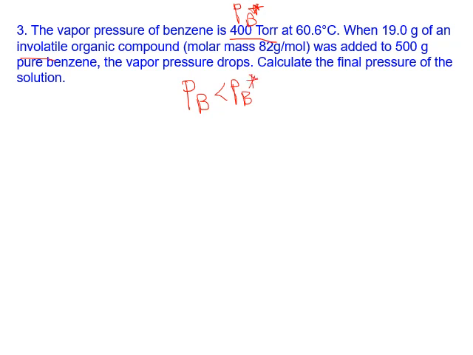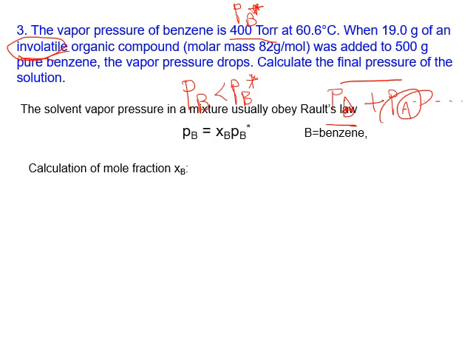It asks you to calculate the final pressure. Usually the final pressure of a solution should equal the sum of the partial pressures of all the different substances. But in this case, the other component is involatile. That means in the gas phase, this is 0. So all we need to do is calculate the vapor pressure of benzene. Raoult's law tells us that the vapor pressure of benzene should equal the vapor pressure when it's pure times the mole fraction. So this is 400.